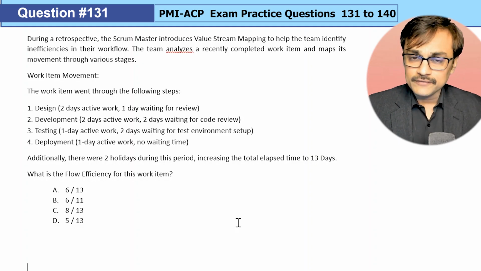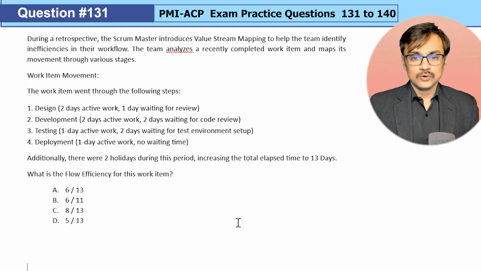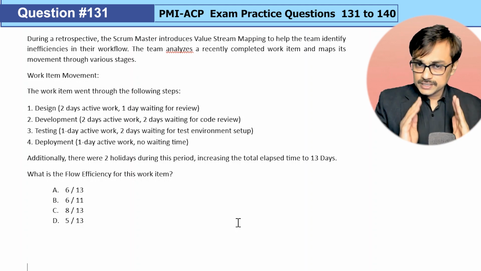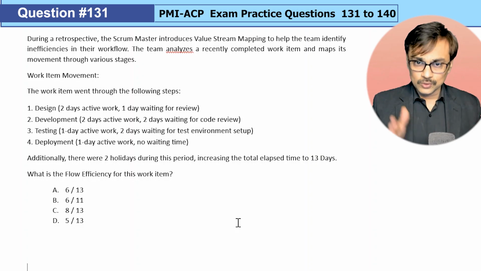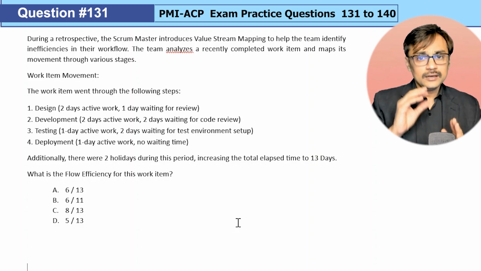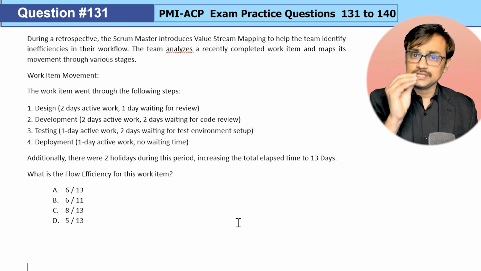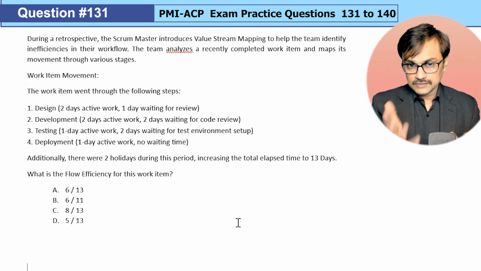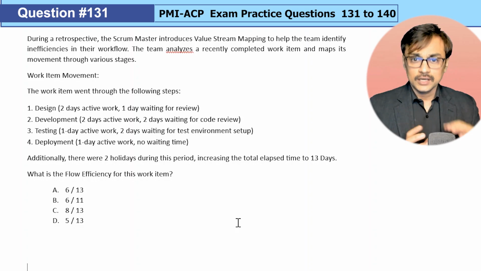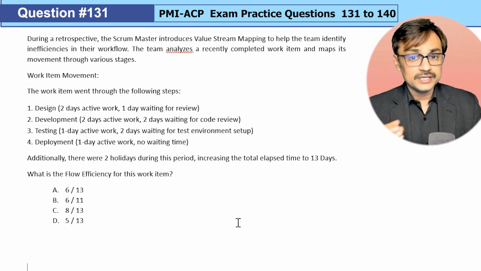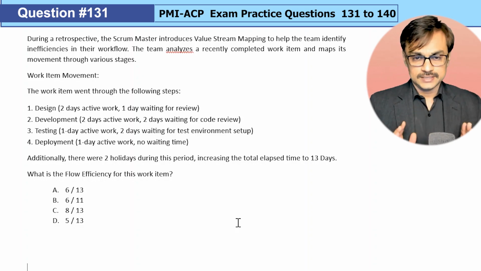What is the flow efficiency of this work item? Now, in simple words, this question is just asking: do you know what flow efficiency is, and can you identify it based on the data given to you? You don't have to do a calculation, because the final number is not given; the options show only the numerator and denominator. So what should be the denominator in this case and what should be the numerator?